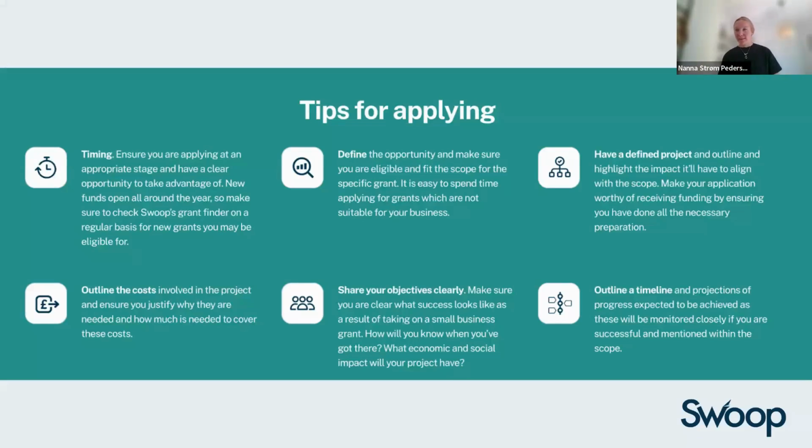Then the last one is how to define projects. Often we see clients go for a grant with a very vague example of what they'll be using the money for. That's a no-go in a grant, because the assessors need to see: if we give you this £5,000, what will we get back from it in that community? So have a defined project and see how it aligns with that.